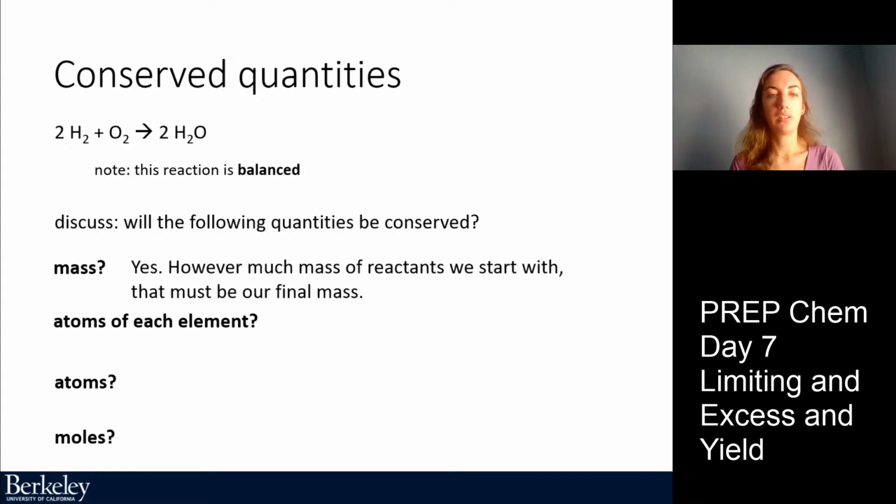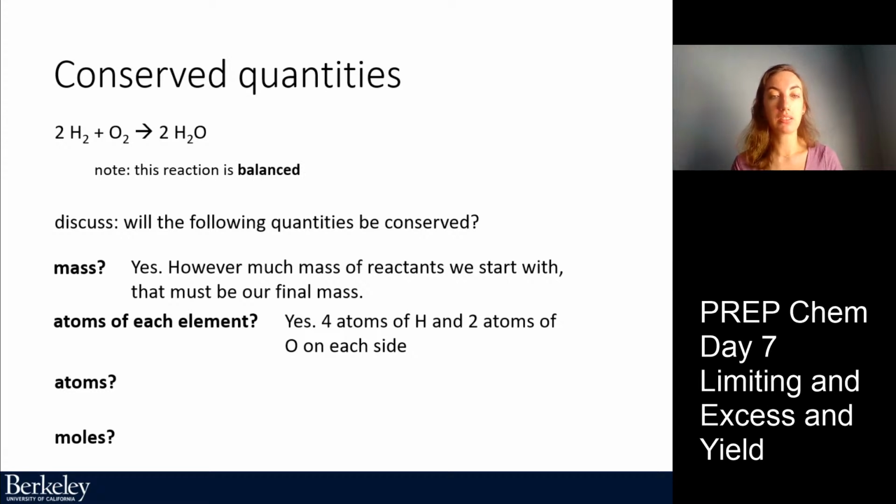Okay, so mass is going to be conserved for sure. So however much mass we start out with, at any point along this process of running our reaction, that must be our total mass. So if we have gotten halfway through and we've used up half of our reactants and made half of our products, then we'll still have a total of 100 grams of total stuff. So mass is conserved.